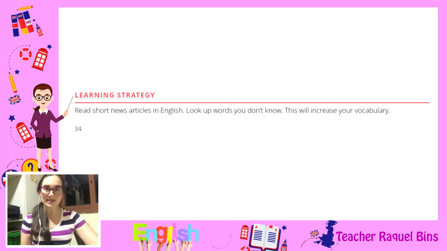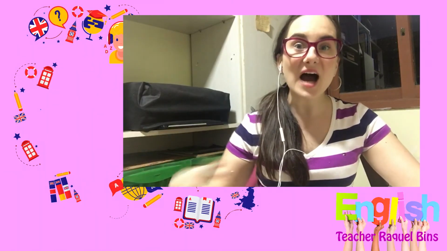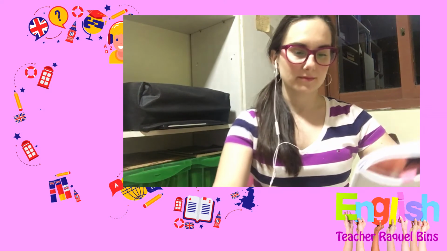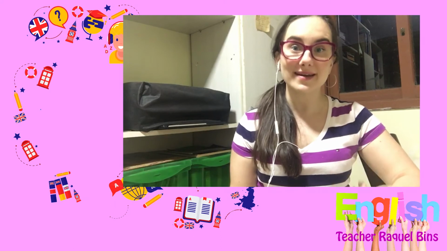This will increase your vocabulary. Então, assim, vocês vão ampliar, aumentar, deixar o vocabulário de vocês mais rico. É uma excelente dica esse Learning Strategy da aula de hoje. Realmente, esse Learning Strategy faz a diferença. Estar em contato com o inglês diariamente, estar lendo inglês diariamente, faz diferença na hora da fala.